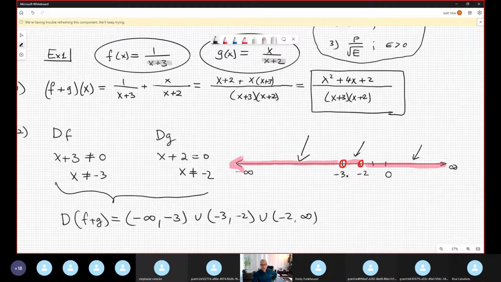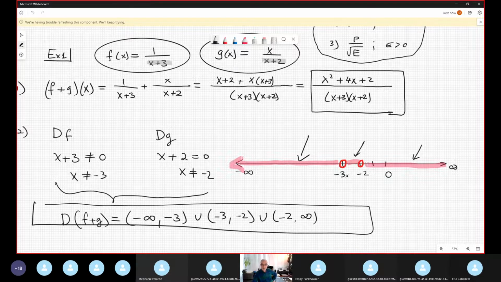Cool? Okay, we have two answers, guys. The first answer is the expression, bang, and then the domain. State the domain. This is classical. If you forgot the domain, 0. If you forgot the expression, 0. If you forgot both, double 0. Clear?